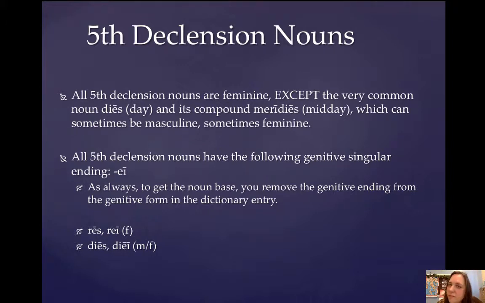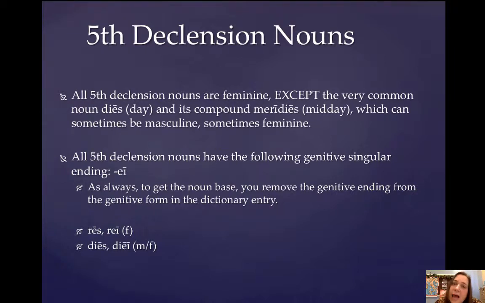Okay, so a little information about fifth declension nouns. All fifth declension nouns are feminine except for dies and the compound meridies. Dies can sometimes be feminine, sometimes masculine. It's actually a word that is a little conflated. But just like the first declension is mostly feminine with some masculine, the fifth declension is mostly feminine with even fewer masculine than the first declension, as a matter of fact.